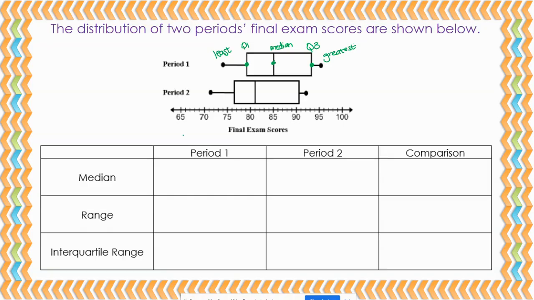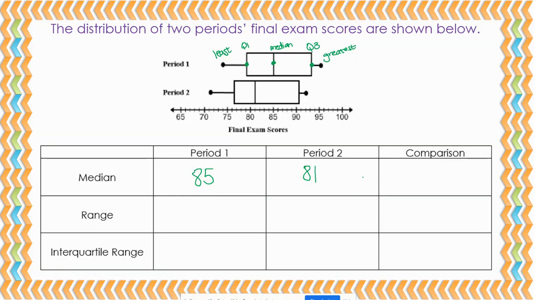So now let's use all of this to compare our two sets of data. We can compare centers by looking at the median, since the median is the only measure of center that we have on a box plot. So for this period 1, when I come down, it looks like the median is at 85. So class period 1 has a median of 85. Class period 2, when I come down here, has a median of 81. So since class period 1 has a greater median than class period 2, I can say that they are typically scoring higher on tests or final exams than class period 2.